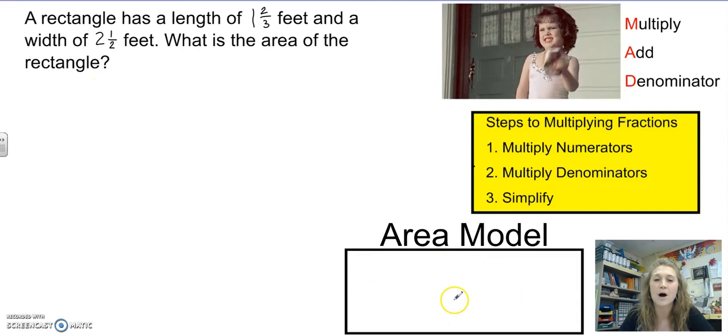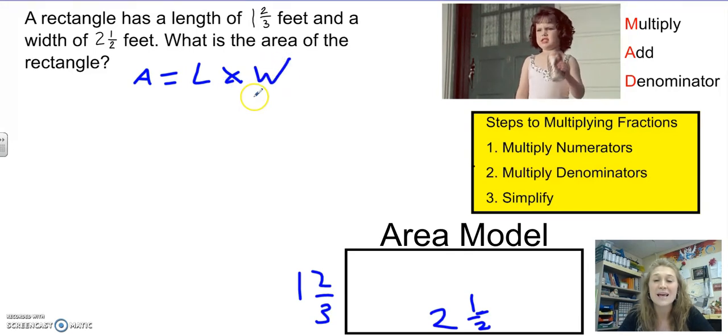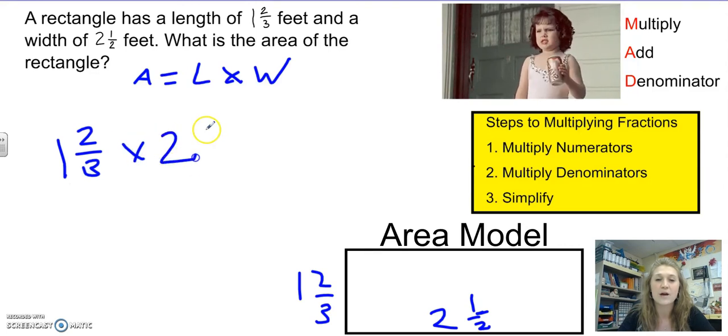So here we have a model for us to use. We see that one side is going to be 1 2/3, and the base here is going to be 2 1/2. And we know that area equals length times width. So we're going to use that piece of information to solve this problem. My length is 1 2/3, and my width is 2 1/2. So this is the problem that I'm going to be solving.